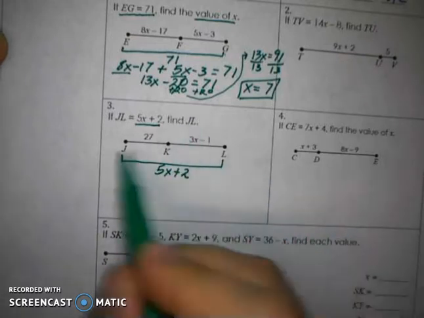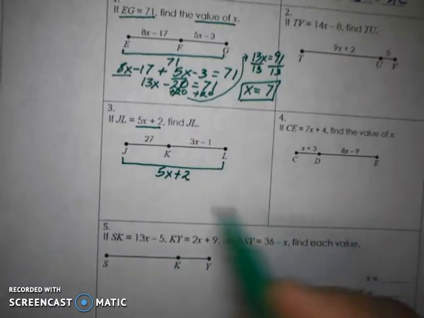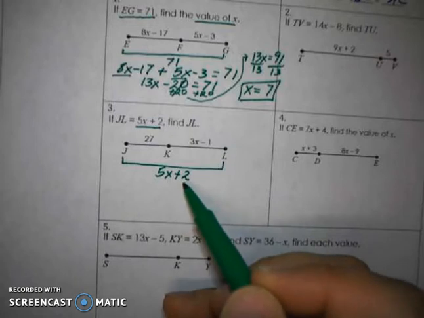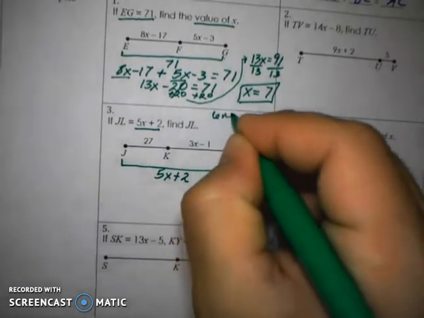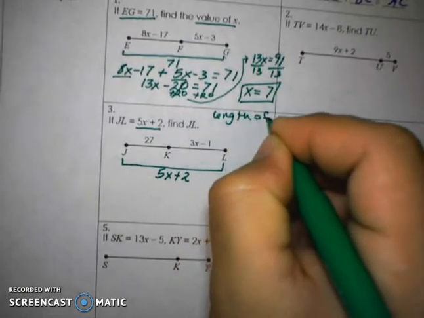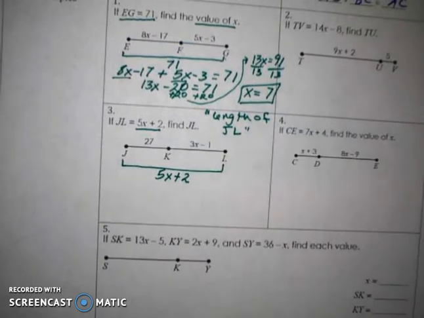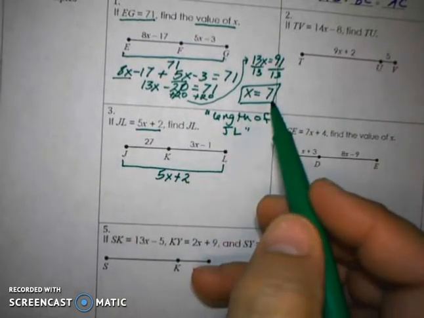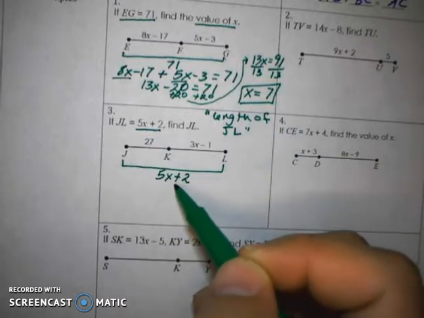They want you to find that actual length. When it says find JL, I actually want a number length. I want to know what is the length in number form of JL, not just the 5x plus 2. So when it says find JL, that's the length of JL. That's what that means. And so we can actually set up an equation and solve the equation, but then we'll plug our answer back in to this to find out what the actual number is.